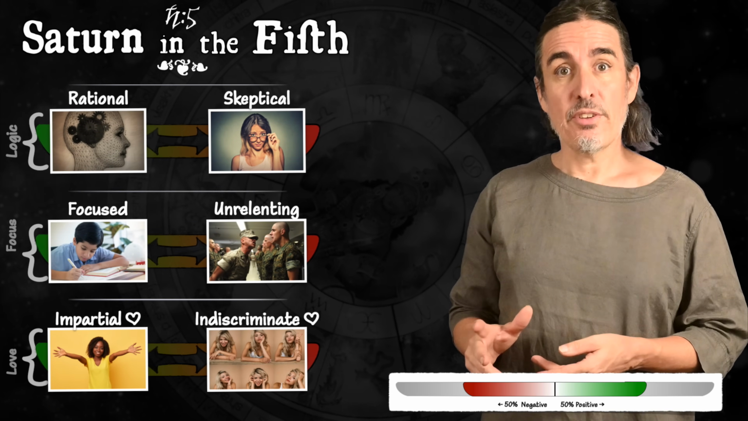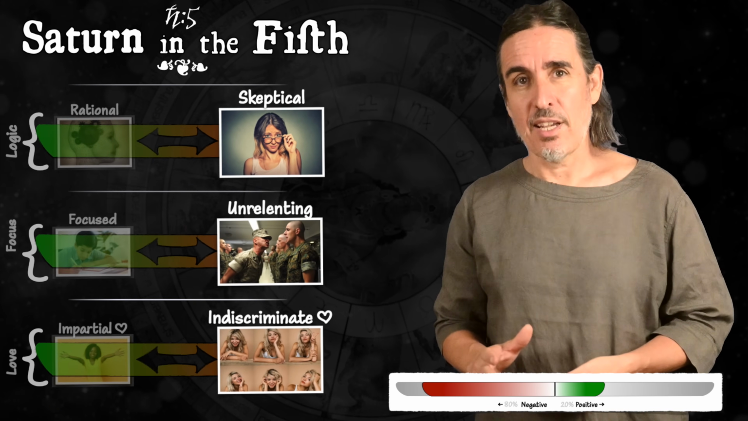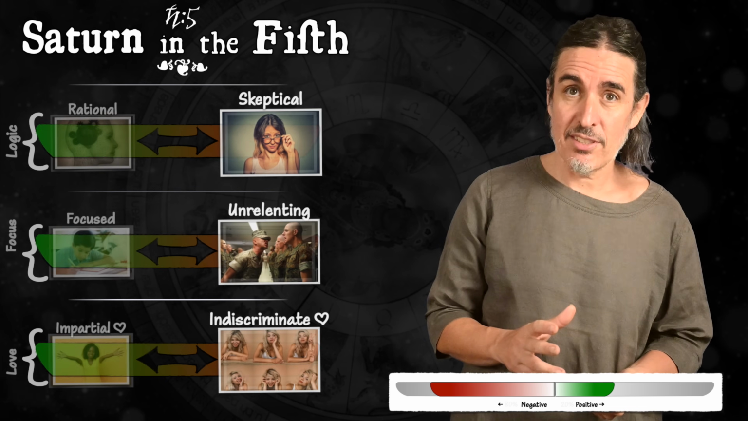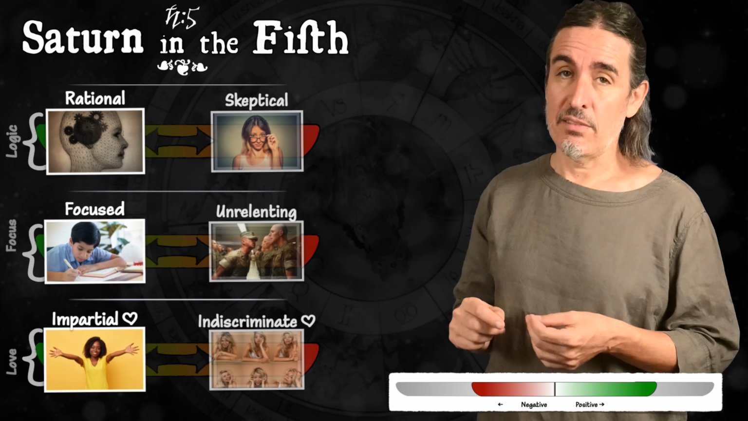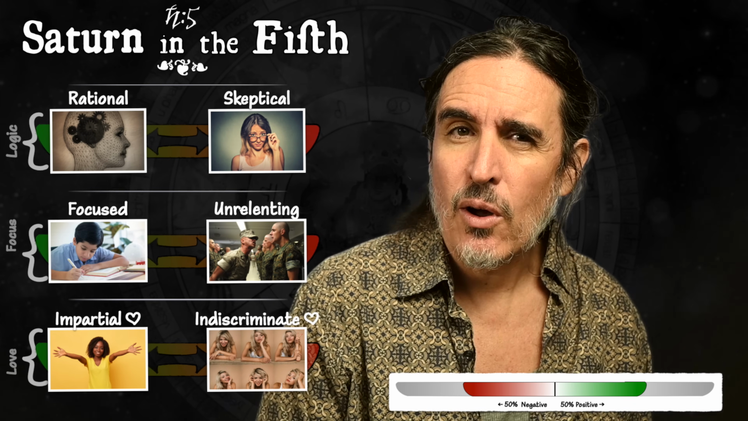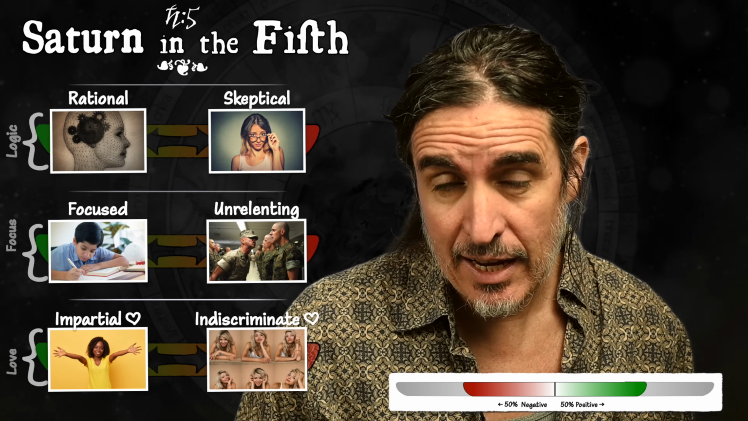The way to figure out whether you're getting the positive characteristics of Saturn in the fifth or the negative characteristics is to know whether Saturn itself is positive or negative in that house. So I will explain how to figure that out at the end of this video.